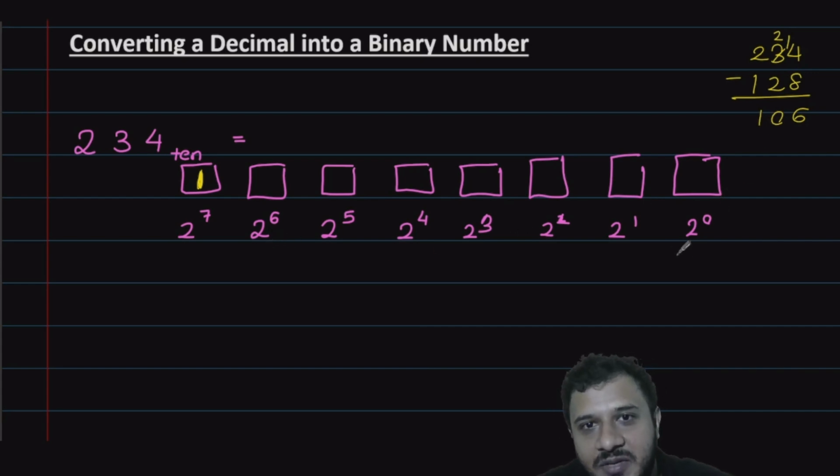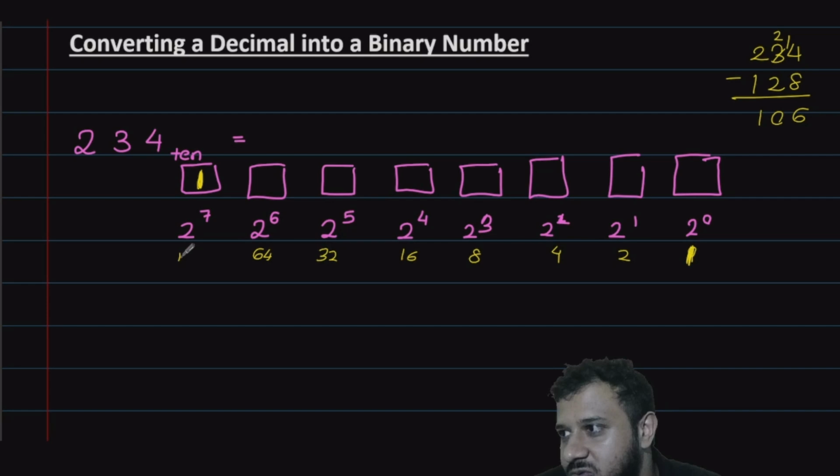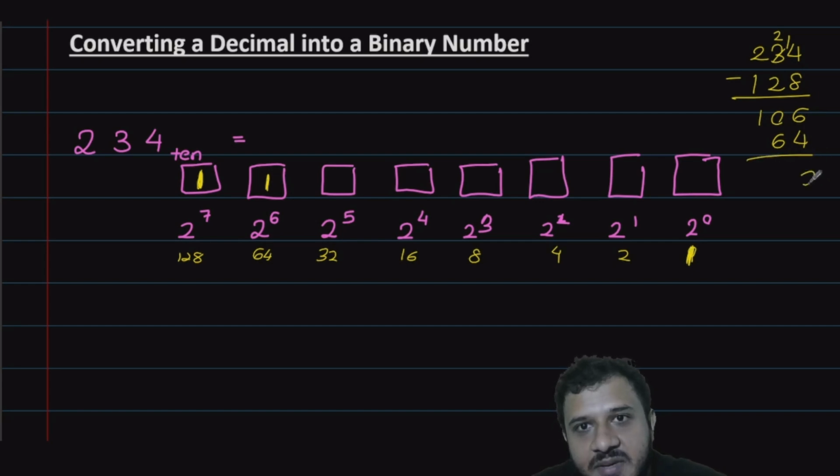Now 2 to the, let me write down, this is 0, this is 1, this is 2: 2, 4, 8, 16, 32, 64 and 128, right? Can I take 64 out of 106? Yes, of course I can. Once I take 64 out of 106, I will be left over with 42.